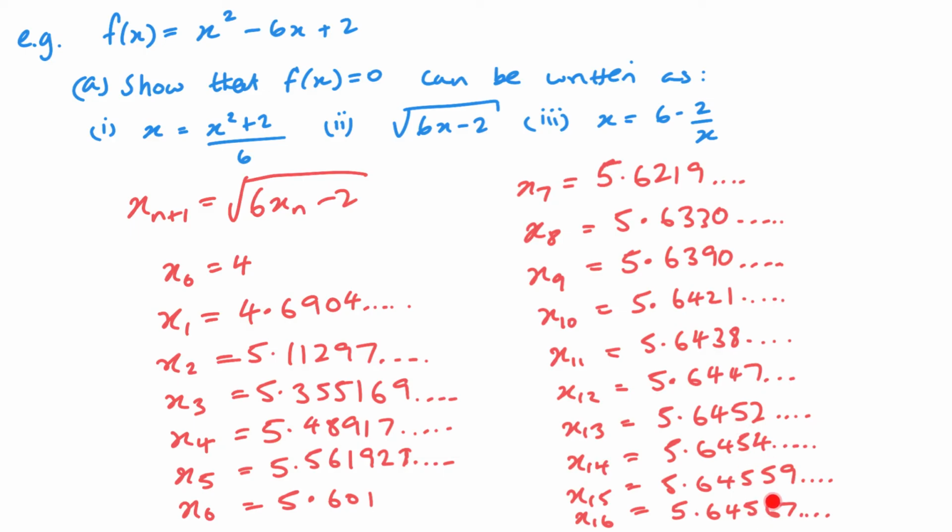Okay, as we carried on going, 5 then got locked in place. So keeping on going, we can see then that this value actually becomes greater than 5. And if I jump ahead, this is the 25th one. I'm just going to pop up here, 5.6457. Okay, and in this case the 7 is locked in place, so 5.646 would be the answer to 3 decimal places.